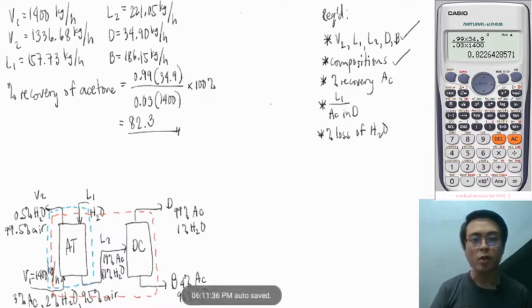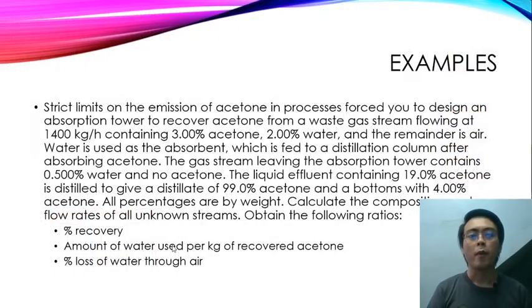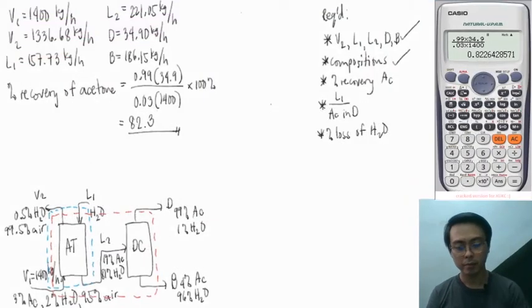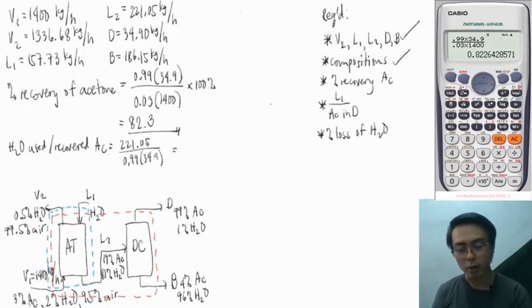we need to compute the ratio L1 over the acetone in D. If we go back to the problem, we are looking for the amount of water used per kilogram of recovered acetone. Water used per recovered acetone. How much water was used? It's L1. L1 is 221.05. Recovered acetone is 99% of 34.9. We don't multiply that by 100% because I think it's asking for a ratio.